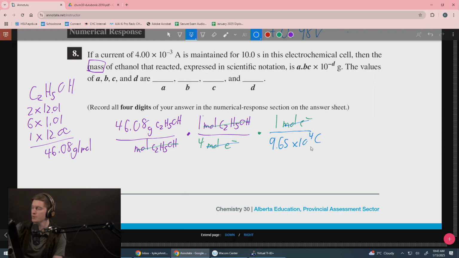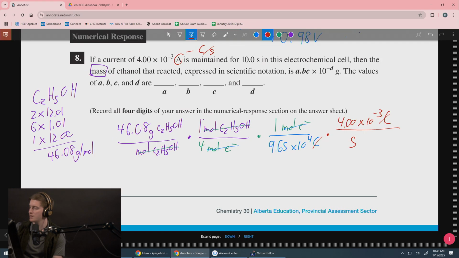Now I can cancel out coulombs because I have amps. An amp is a coulomb per second. So I can multiply this by 4.00 times 10 to the negative 3 coulombs per second. This will cancel out my coulombs. Now I'm left with grams per second. So I can cancel out my seconds of ethanol. I'll use purple again with my 10.0 seconds. All of my units will have canceled at this point except for grams of ethanol. So what I'll be left with is just grams of ethanol.